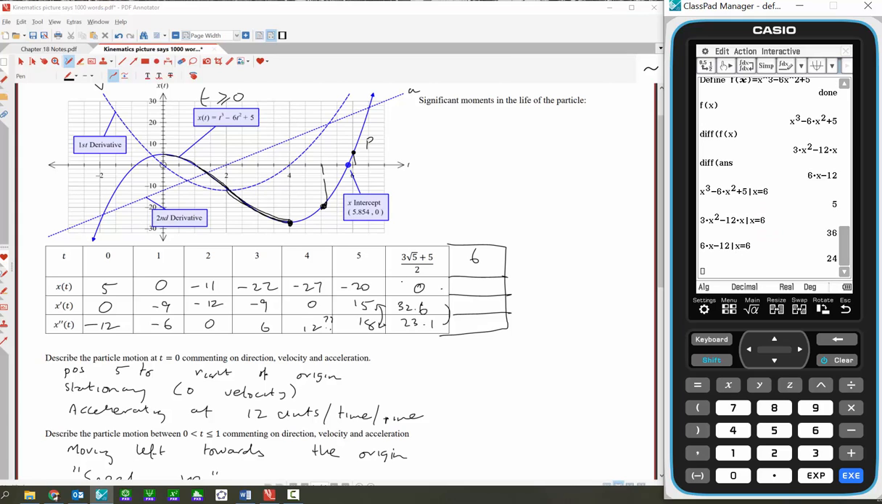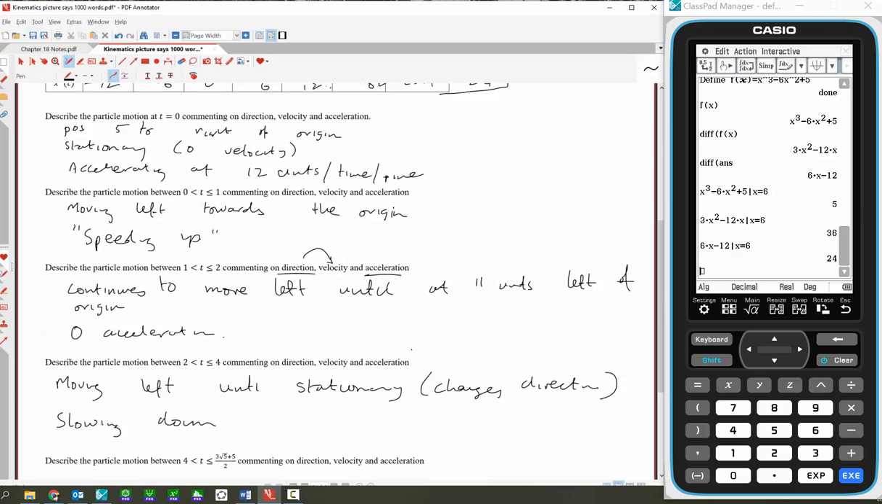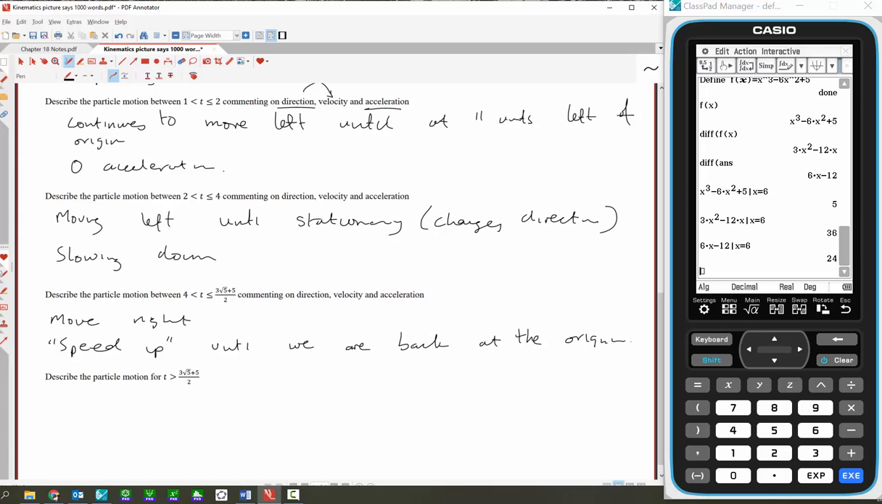All right, so we've got 5, which suggests I'm to the right of the origin. 36, positive velocity suggests I'm moving right. And 24, being positive for the acceleration, means that I'm still speeding up. Okay, so moving right, and still speeding up.